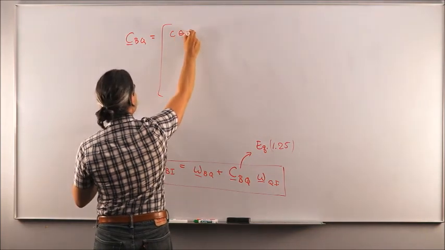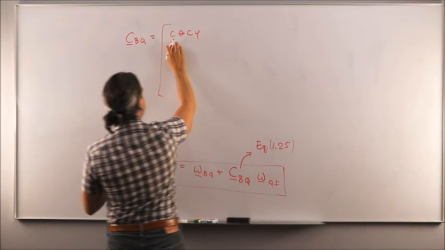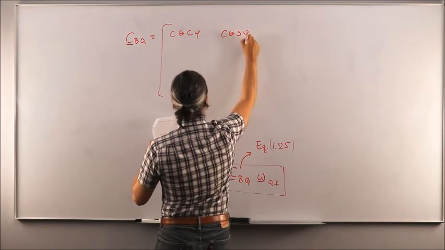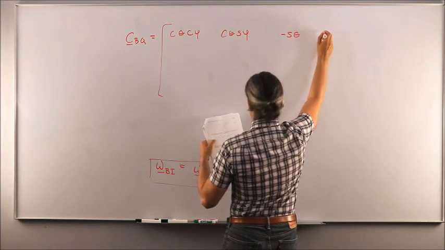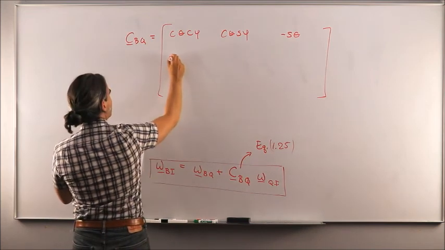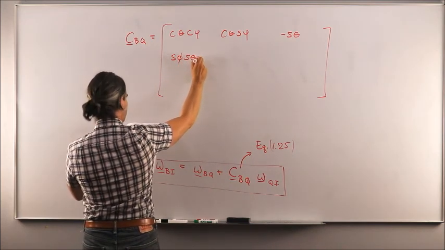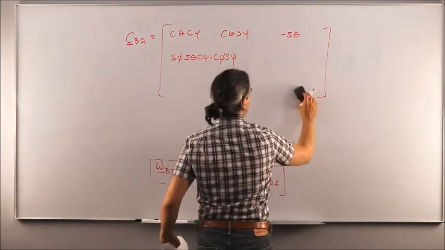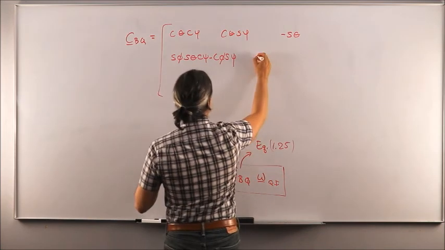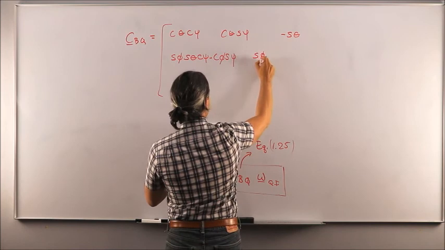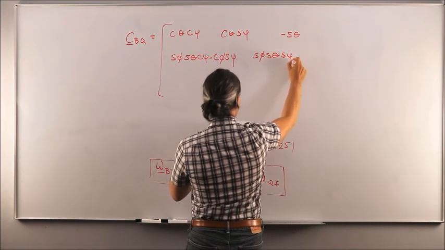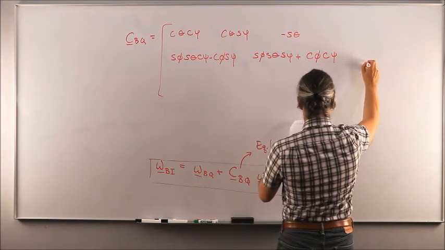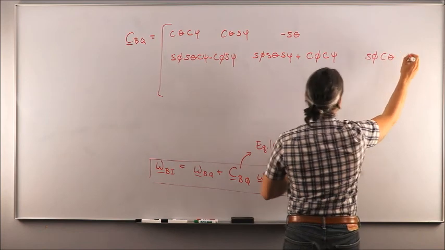I'm using C's for cos and S for sines. So cos roll, cos pitch, cos yaw angle, cos pitch sine yaw, minus sine pitch. Sine roll angle sine pitch cos yaw minus cos roll sine yaw. I'm writing the bigger matrix here. Here, second column, second row. Sine roll, sine pitch, sine yaw, plus cos roll, cos yaw, and lastly, sine roll, cos pitch angle.